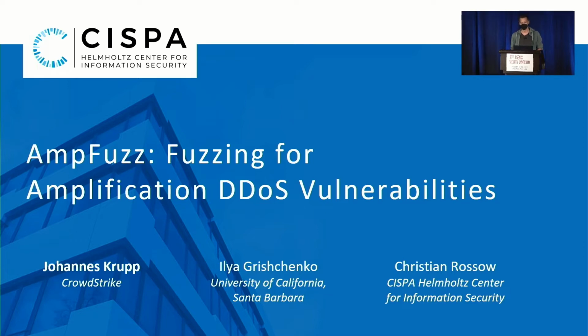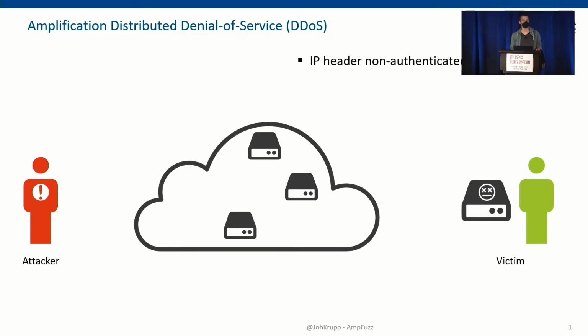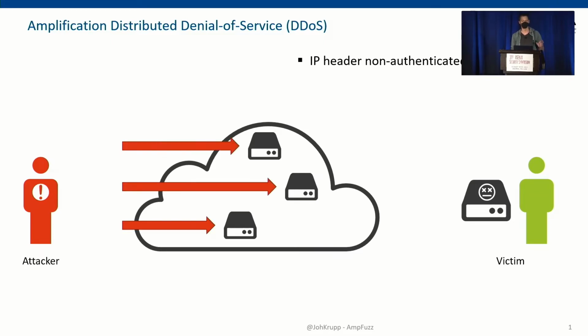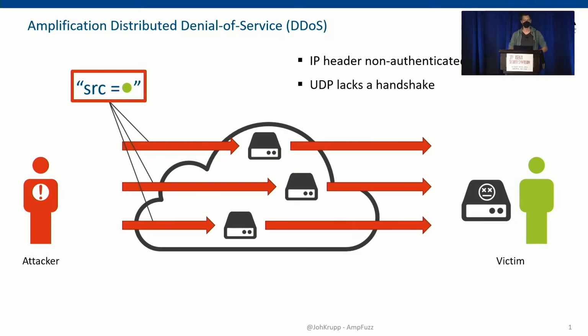So, in an amplification distributed denial of service attack, we have the attacker on the left who wants to attack the victim on the right. And to do so, he basically picks a number of open servers on the open internet and then abuses two fundamental flaws of core IP services. The first one being that the IP header is non-authenticated, which means that he can send requests to those servers, but spoof them so they appear to be coming from the victim. And the second being that UDP, the protocol abused here, does not have a handshake, meaning that those servers will immediately respond to wherever they think the request came from.